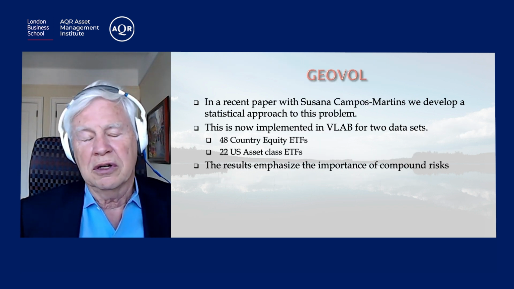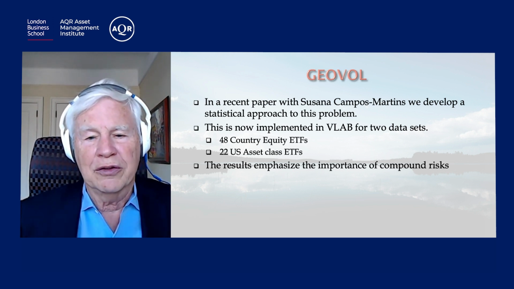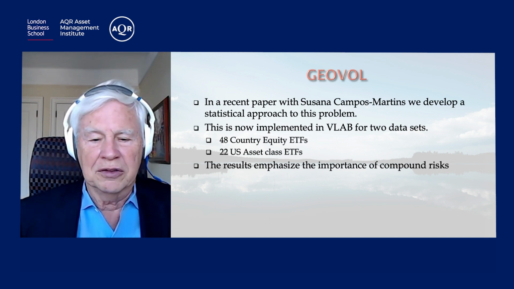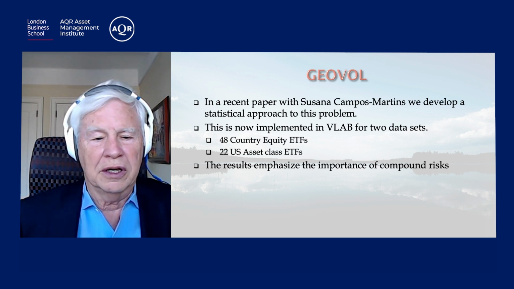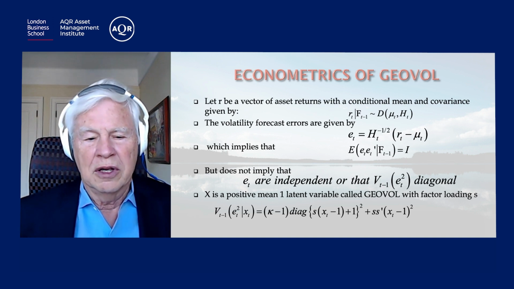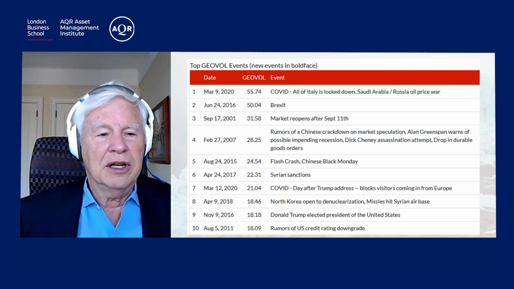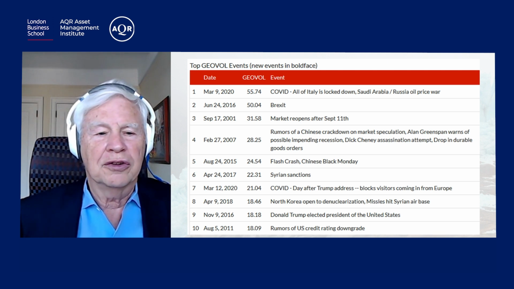Well, it turns out you can develop this as a statistical question, and Susanna Campos-Martins and I have a paper which calls this kind of event a Geovol event, and we do it for countries and we do it for asset classes. And let me just show you what the results look like today. And I'm not going to show you this econometrics here, but here are the events that we think are the days which were most influential over the last 2 decades. And the biggest one was March 9th in 2020, a little more than a year ago. And this is a COVID event.